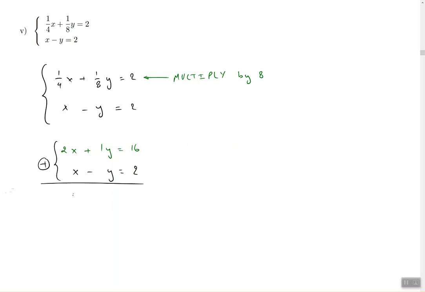So when I do that, it's going to say 3x. The y's are going to go away, and we're going to get 18, which means that x is going to be equal to 6. But wait a second, I need an equation that helps me find what y is.